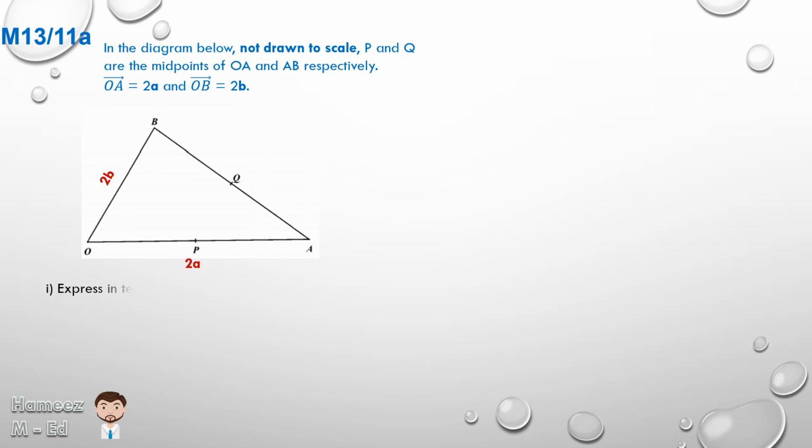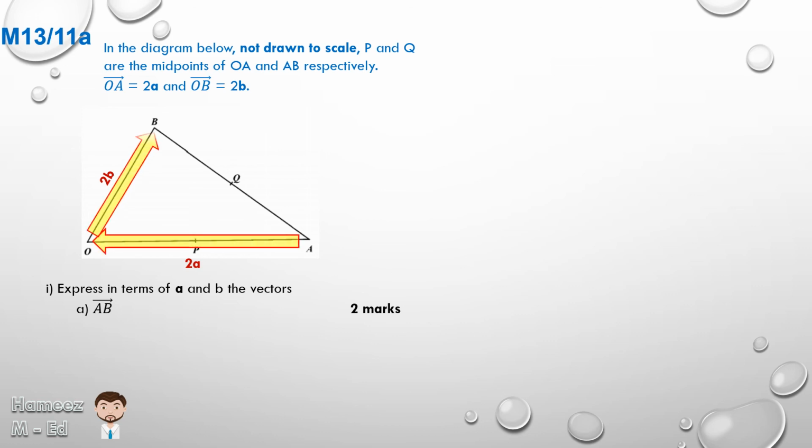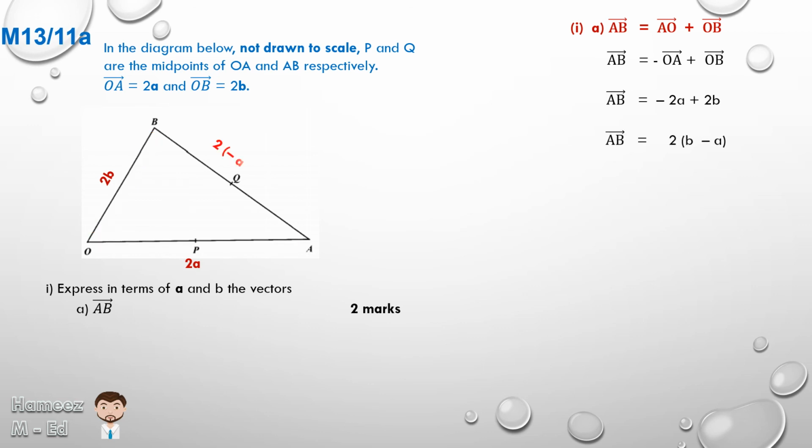So part 1, express in terms of a and b the vector AB, worth 2 marks. So how do we go from A to B? We can go from A to O and then O to B. And AO is minus OA because it's the same length of magnitude but the opposite direction, and OB. So we can substitute AB is equal to minus 2a plus 2b. And we could leave it as this, and that's fine. Or if you want, we can factorize out the 2 and we're left with 2 brackets minus a plus b.